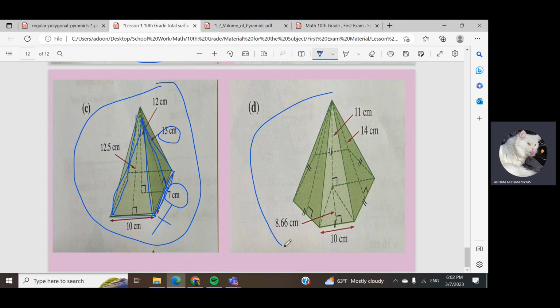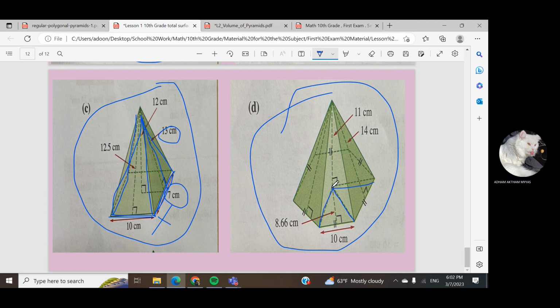Let's see the hardest one. Here we have a hexagonal pyramid. So hexagonal, it's a six-sided shape. I know that I have to calculate the base area, but for this, the first thing I should do is divide this hexagon into 6 parts. So as I said, I have to divide it into 6 parts.